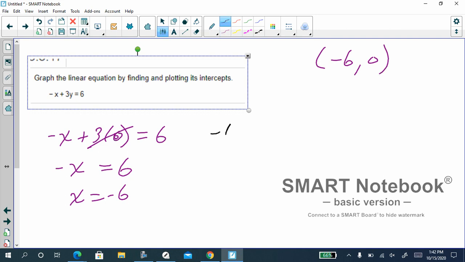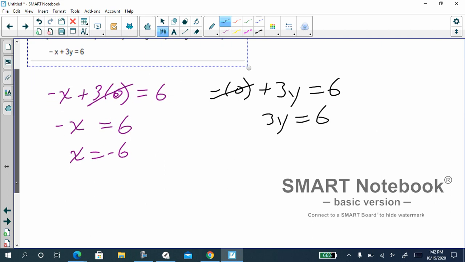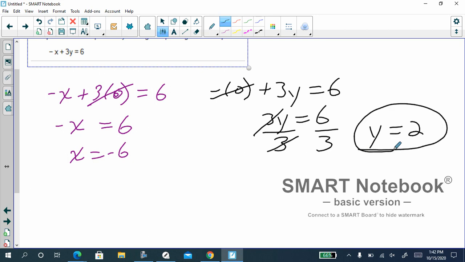If we put a 0 in for x, remember that gives us the y-intercept. So put a 0 where x goes. 0 plus 3y is 3y. And to get y by itself, divide both sides by 3. So we get that y is 2. When x is 0, the corresponding y is 2.